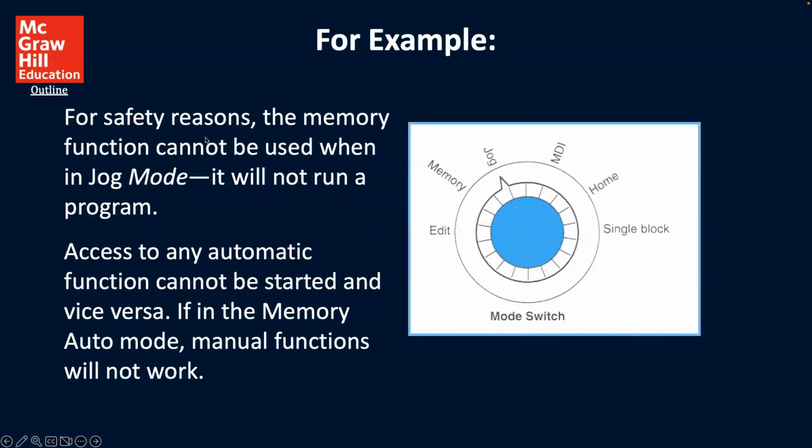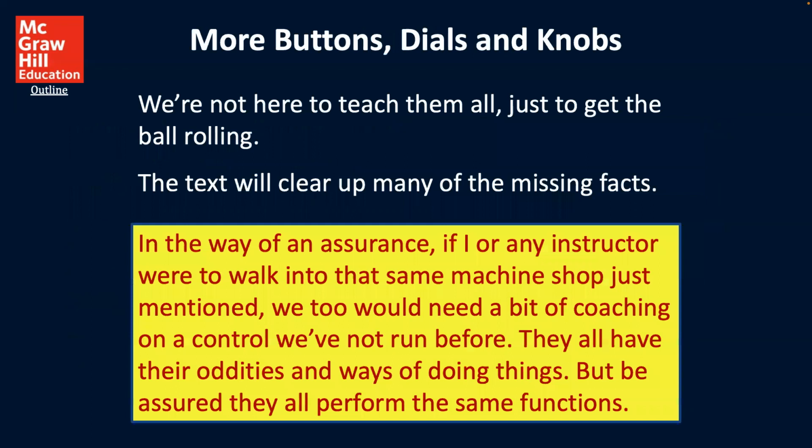So here's an example. For safety reasons, the memory function cannot be used when in jog mode. It will not run a program. Accessing any automatic function cannot be started, and vice versa. If in memory auto mode, the manual functions will not work. So that just gives you some perspective on some of these things.